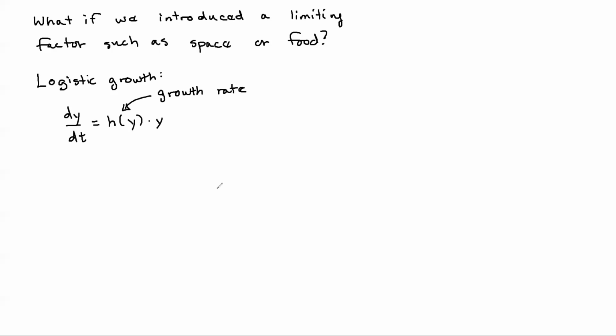So if the population is small and not near the restricted space or running out of food, then the population grows in an exponential type fashion. However, as the population approaches the limiting factor, whether it's space or food or some other condition, the growth needs to level off and stop.